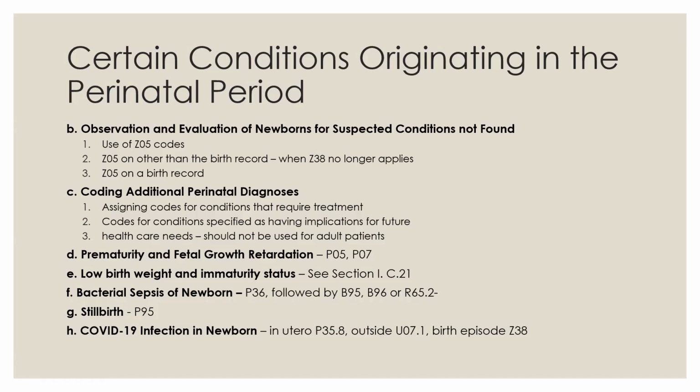For a newborn that tests positive for COVID-19 and the provider documents that the condition was contracted in utero or during the birth process, assign codes P35.8 for other congenital viral diseases and U07.1 for the COVID-19. When coding the birth episode in a newborn record, the appropriate code from category Z38 for live-born infants according to place of birth and type of delivery should be assigned as the principal diagnosis.